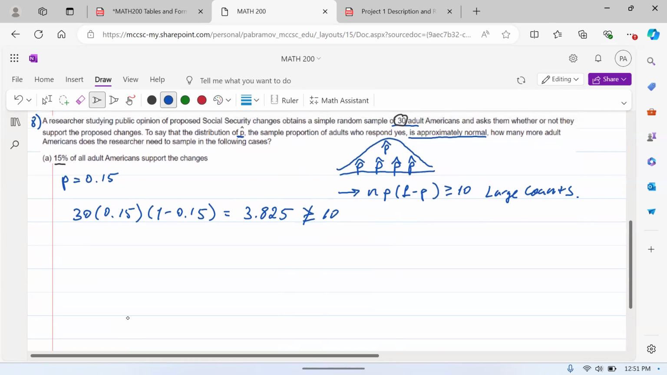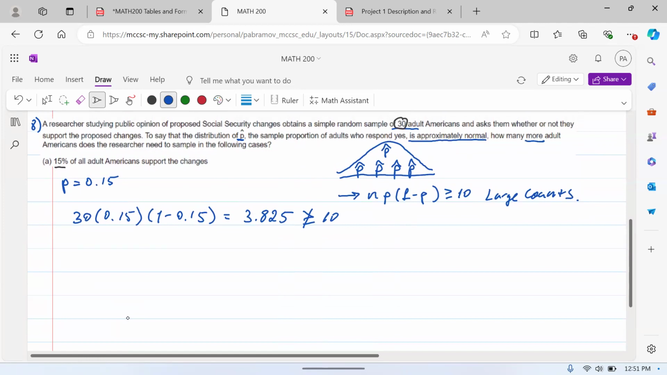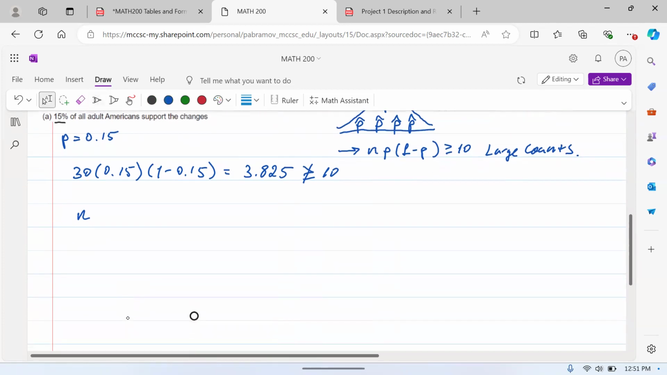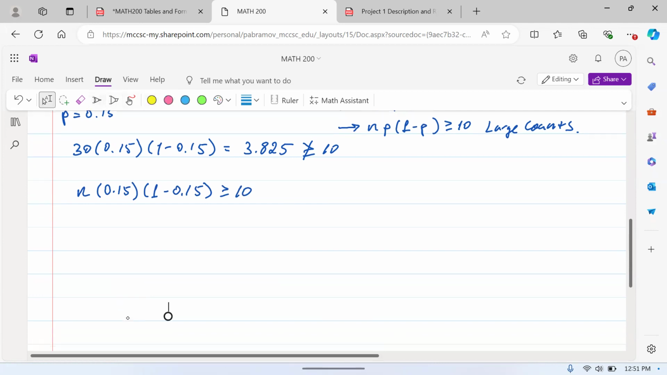That's why the question is, how many more adults do we need to sample? So therefore, we don't know the sample size. So the sample size that we have is unknown. So n, the sample size that we took originally was not big enough. So we have this n, but then it's times 0.15 times 1 minus 0.15, and that should be greater or equal to 10. And we have to solve our inequality for this n.